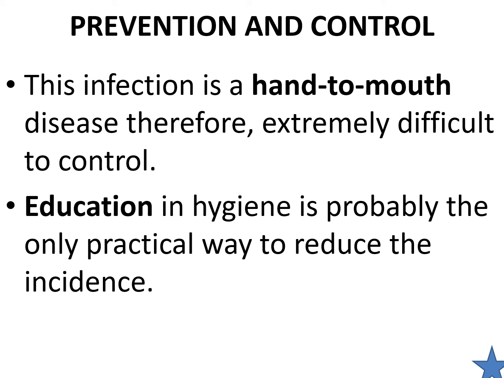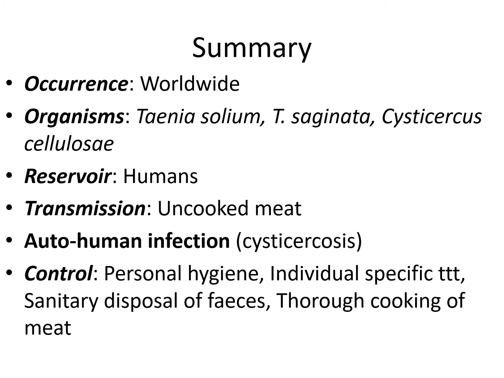Prevention and control: this infection is a hand-to-mouth disease, therefore extremely difficult to control. Education and hygiene is probably the only practical way to reduce the incidence. Summary: occurrence worldwide; organisms Taenia solium, Taenia saginata, Cysticercus cellulosae. Reservoir: humans; transmission: uncooked meat. Autoinfection, cysticercosis. Control: personal hygiene, individual specific treatment, sanitary disposal of feces, thorough cooking of meat.